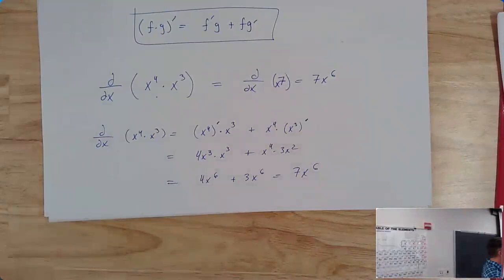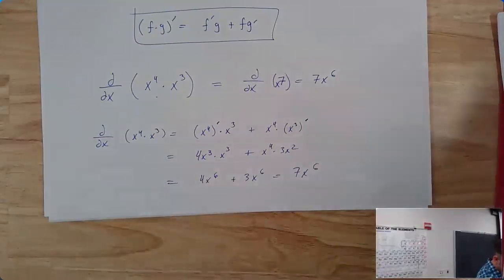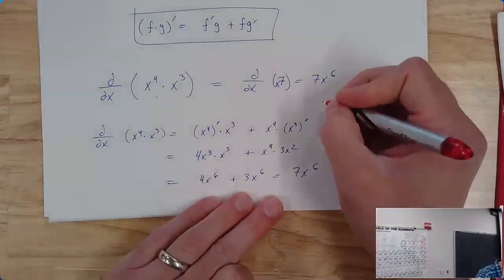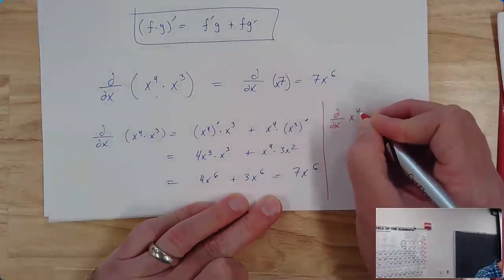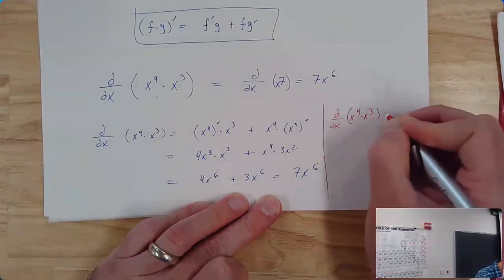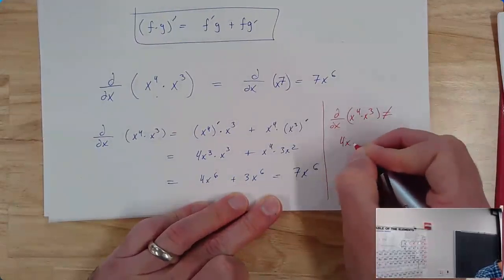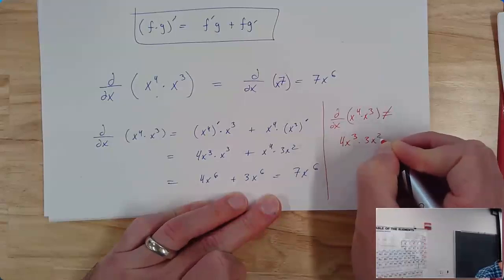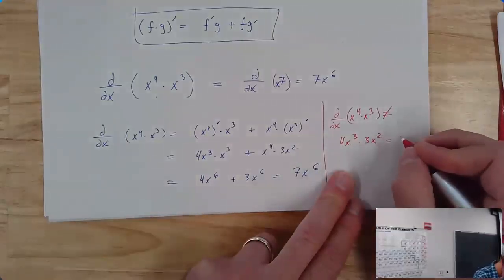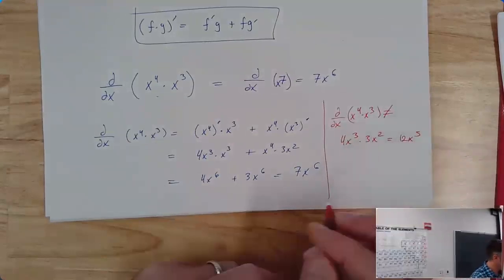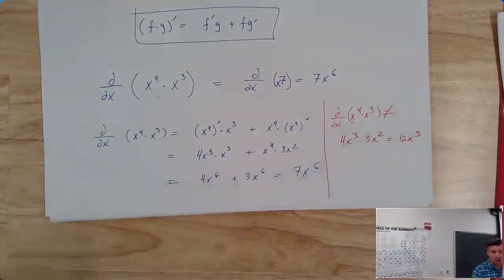So something to be super duper aware of is that when you take the derivative of a product, it's not just the product of the derivatives. Right? It is certainly not true. We can't find the derivative of x to the fourth times x to the third by just saying 4x cubed times 3x squared. That is definitely not true because that's equal to 12x to the fifth, which we know is not the derivative of x to the seventh.